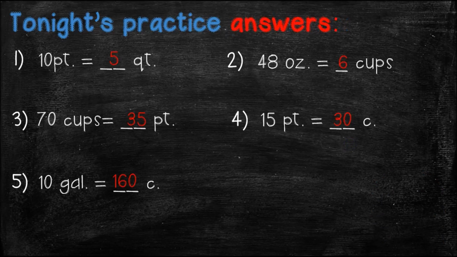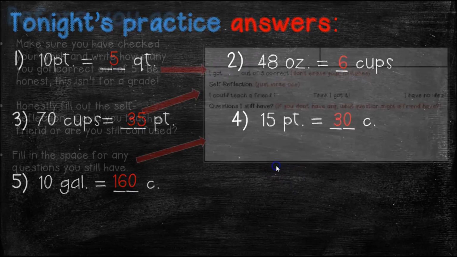Here are the answers. Number 1, 10 pints equals 5 quarts. Number 2, 48 ounces equals 6 cups. Number 3, 70 cups equals 35 pints. Number 4, 15 pints equals 30 cups. And number 5, 10 gallons equals 160 cups.